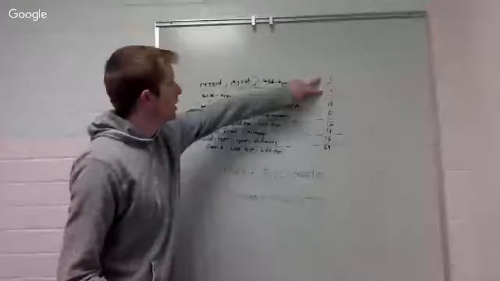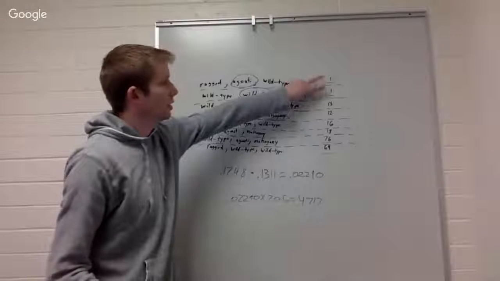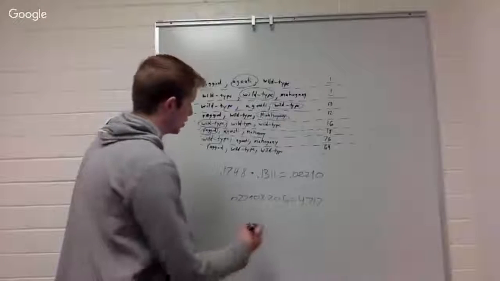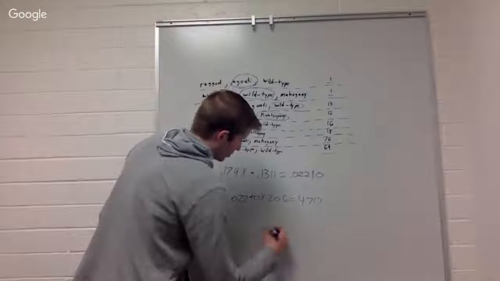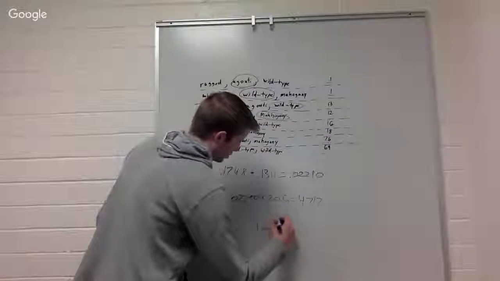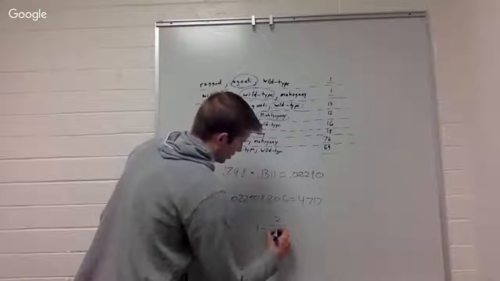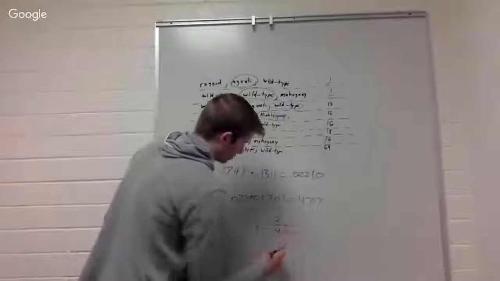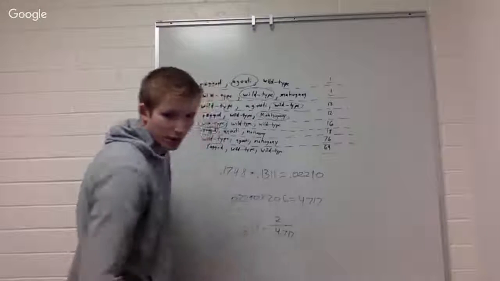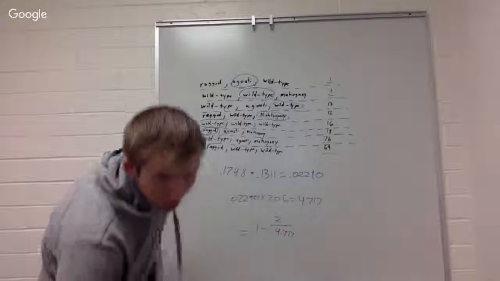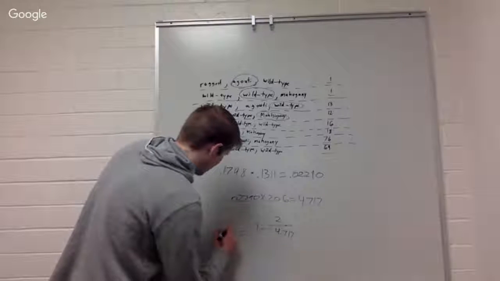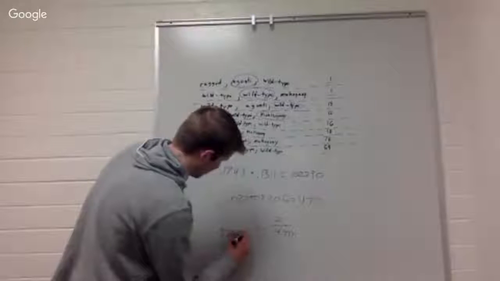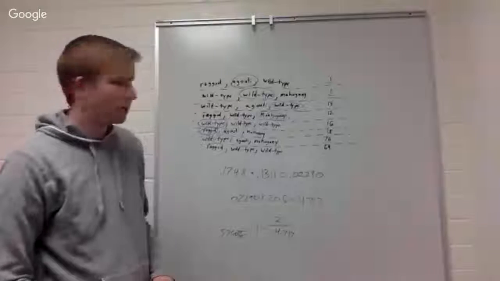But when we take our two double crossover events, we only have two offspring. So what we do is we do 1 minus 2 over the expected, which is 4.717. And then from that we get 57.60%. And that is our interference value.